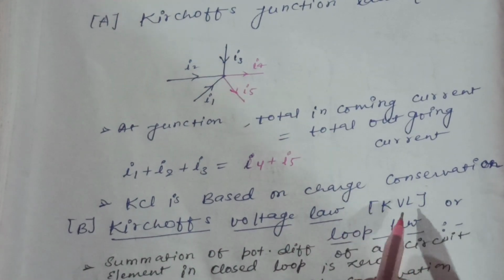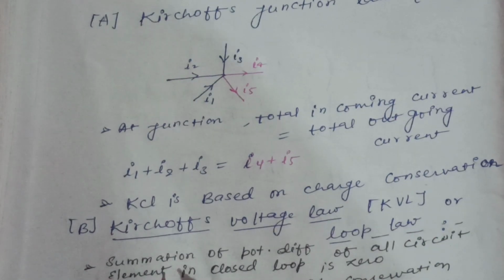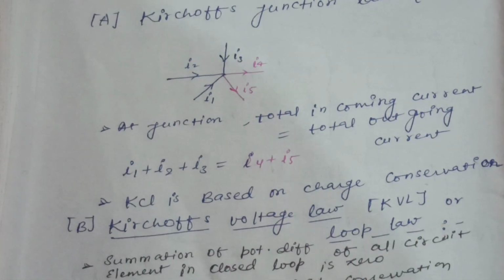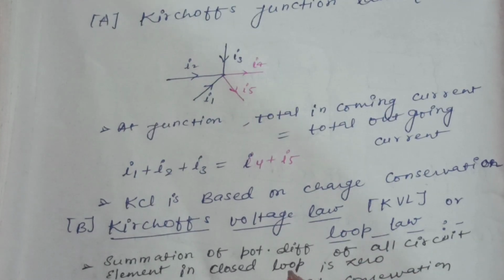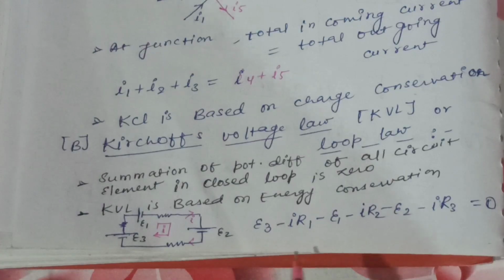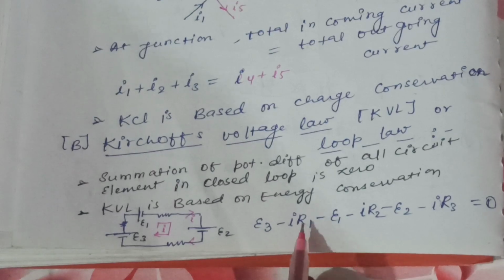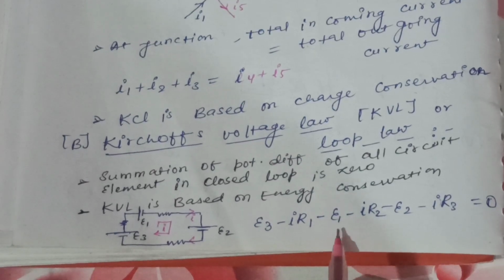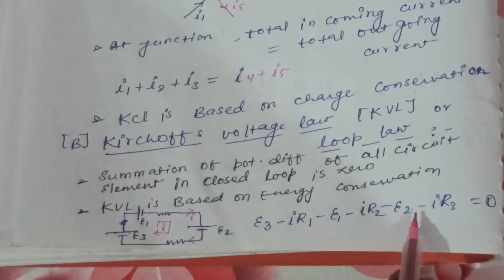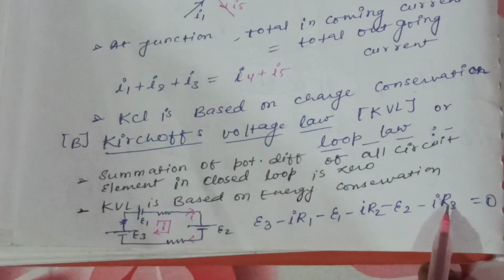Kirchhoff's voltage law, KVL or loop law: the summation of potential differences of all the circuit elements in a closed loop is 0. E3 minus IR1 minus E1 minus IR2 minus E2 minus IR3 is equal to 0.